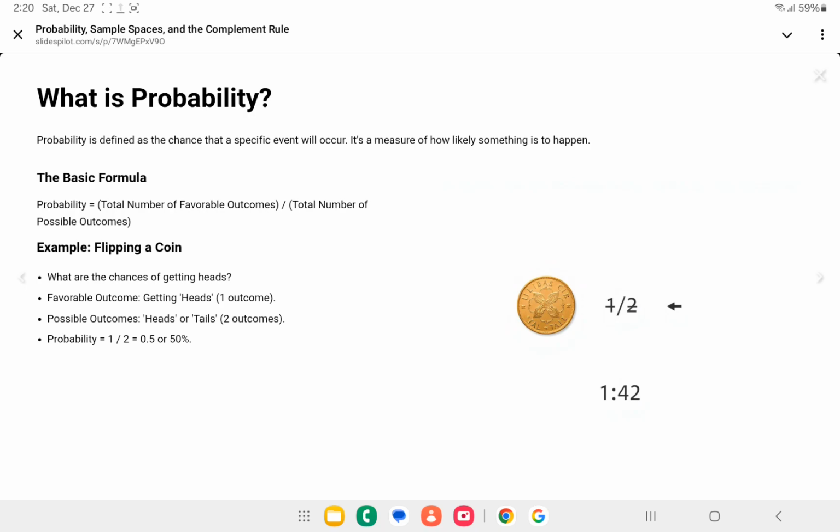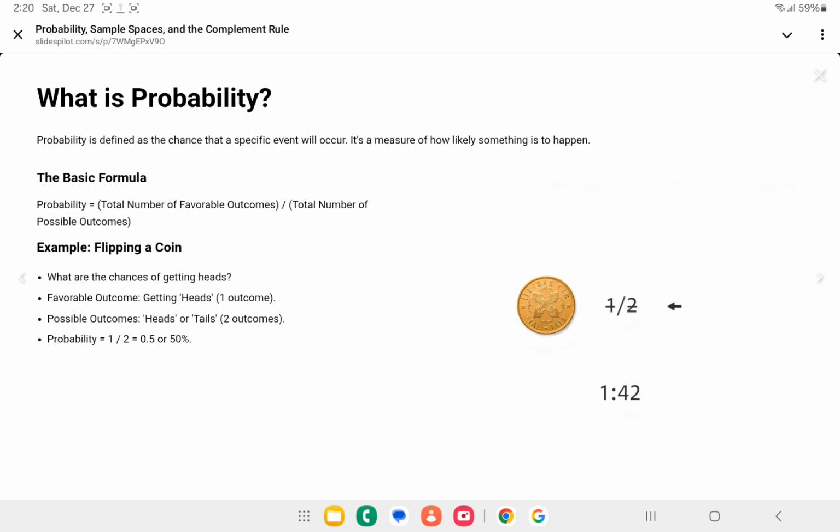For example, if we flip a coin, what are the chances of getting heads? Most people know that the answer is 50%, but how did they get that number? To show you, we will use the formula. The favored outcome is getting heads. This counts as a total of one outcome.